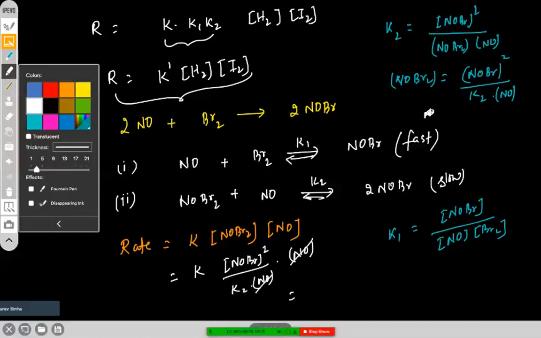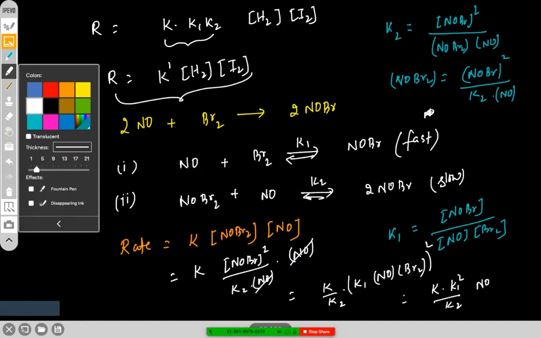So that will be K by K2 as it is into K1. You don't have to worry about this K thing, K1, K2, K, whatever you're getting, because we can write all these things as a constant. So this further becomes K into K1 square by K2 into NO square Br2 square is the expression. This becomes a constant term, that is K, and this square into this square. This is the expression we get.